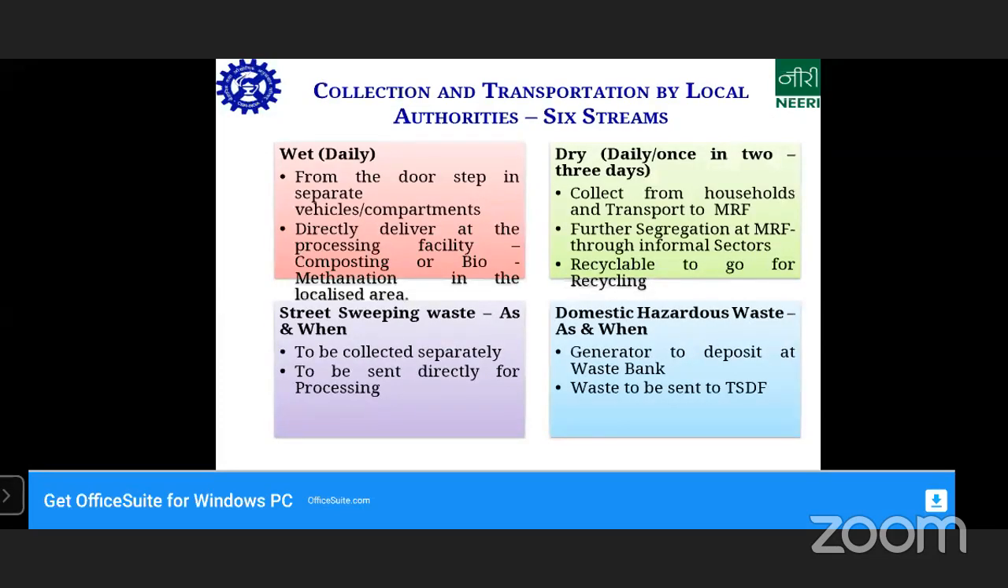Then collection and transportation by the local authorities, as mentioned earlier. So for wet waste, it has to be daily. For dry waste, maybe once in 2 to 3 days. Then street waste, street sweepings, as and when. So it shouldn't pile up on the streets. That is a major aim. Then domestic hazardous waste, again according to the generator, maybe once in 2 to 3 days.